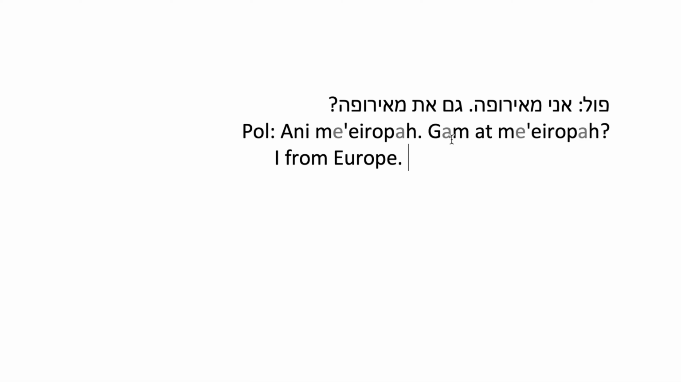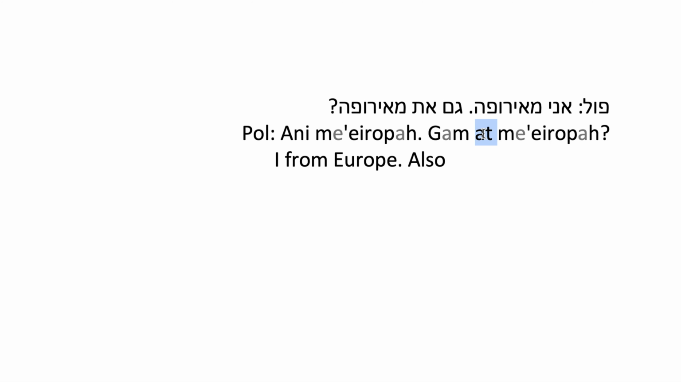Okay, this is how Hebrew gets interesting, because you kind of have to guess the vowels a little bit here. So in this case, the gm means gam, and it means also, or too, with two o's, also. And at, he asks back Daniela if she is also from Europe.